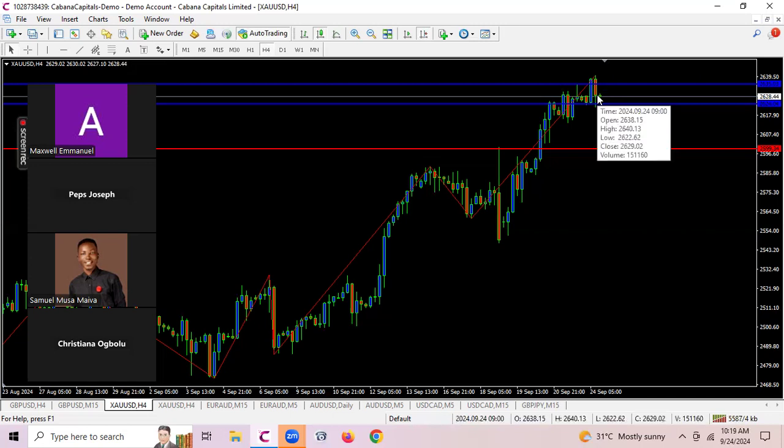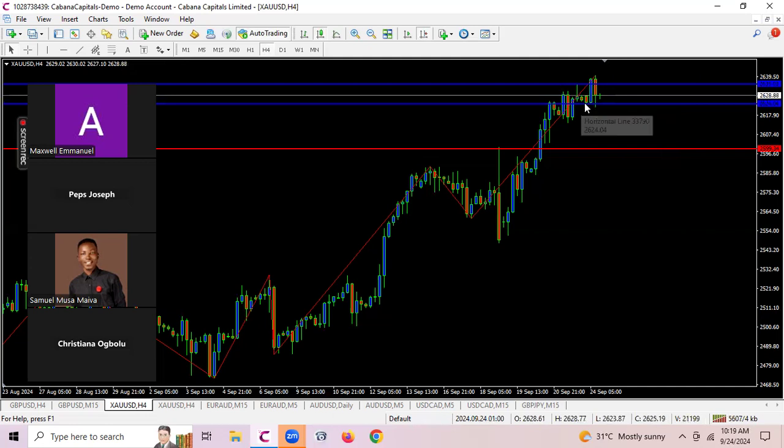So if you are considering selling, like I said, don't buy gold. This is not the right time to buy gold. You should wait for price to pull back to a discount area before you buy gold. So if a candle closes below this support, you can sell gold today. Are you with me? You can sell gold today if a candle closes below this support.